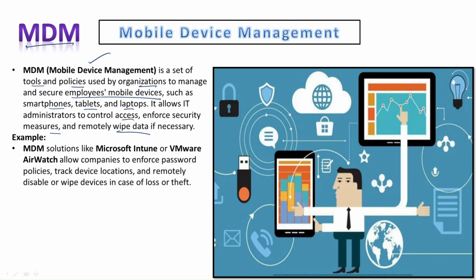MFA, that is multi-factor authentication. So MFA is a security process that requires a user to provide two or more verification factors to gain access to a system, application, or account. It enhances security by combining different types of credentials, such as something the user knows, that is password, something the user has, such as a smartphone, or something the user is, that is biometric data. For example, a common MFA setup includes a password, which is something you know, and a one-time code sent to your phone, that is something you have.